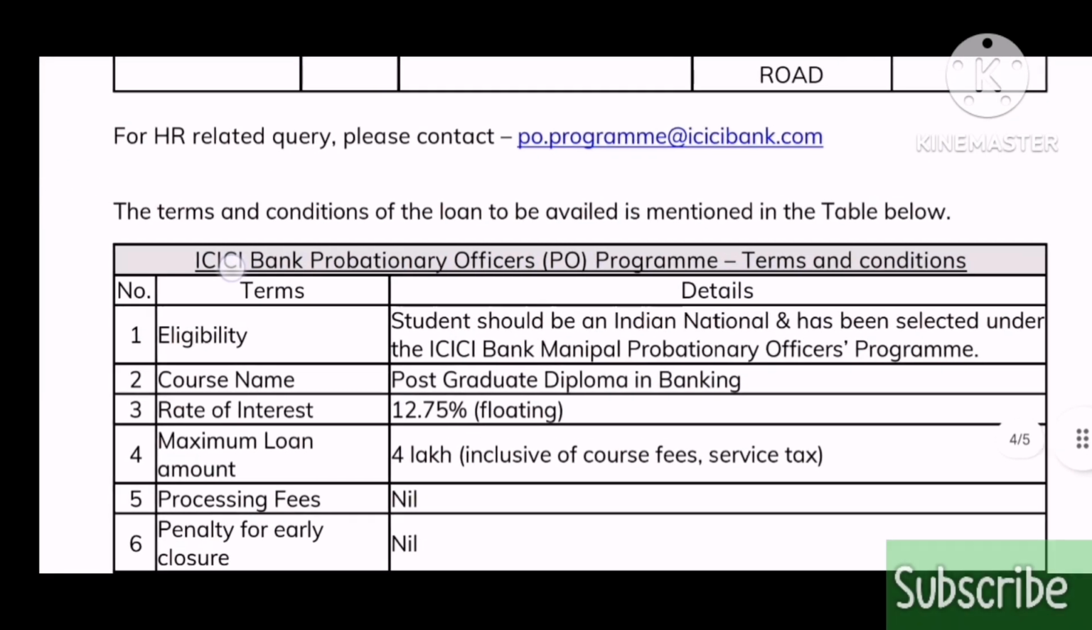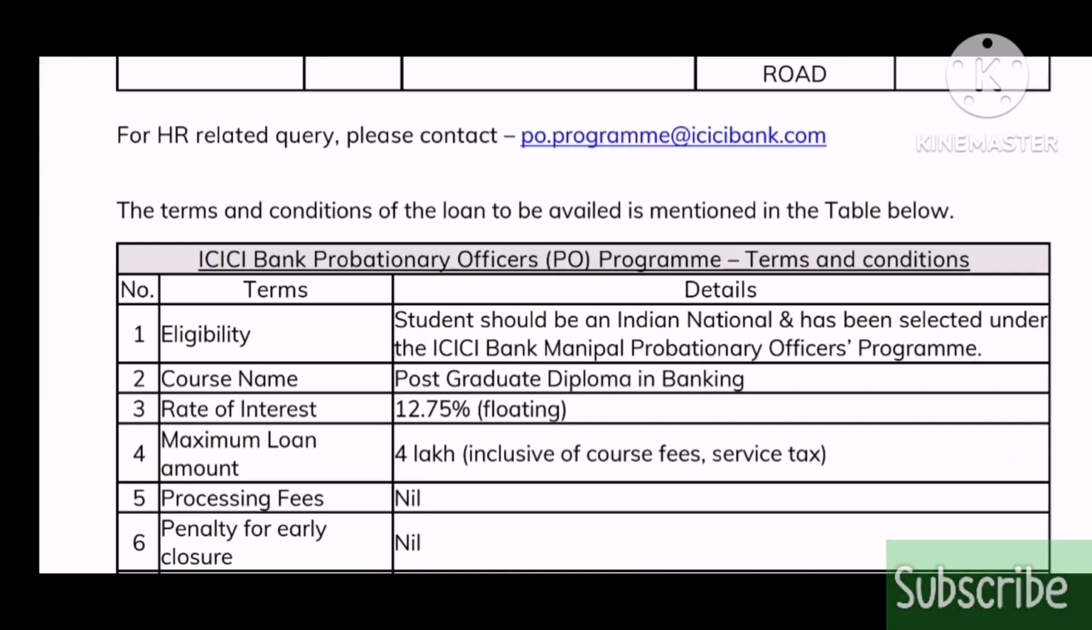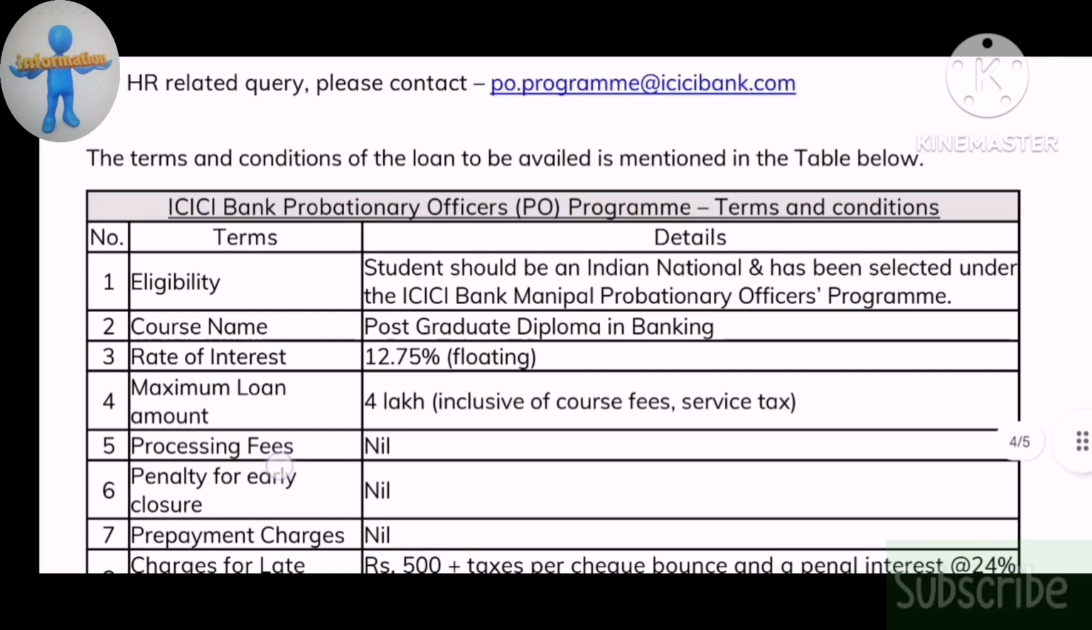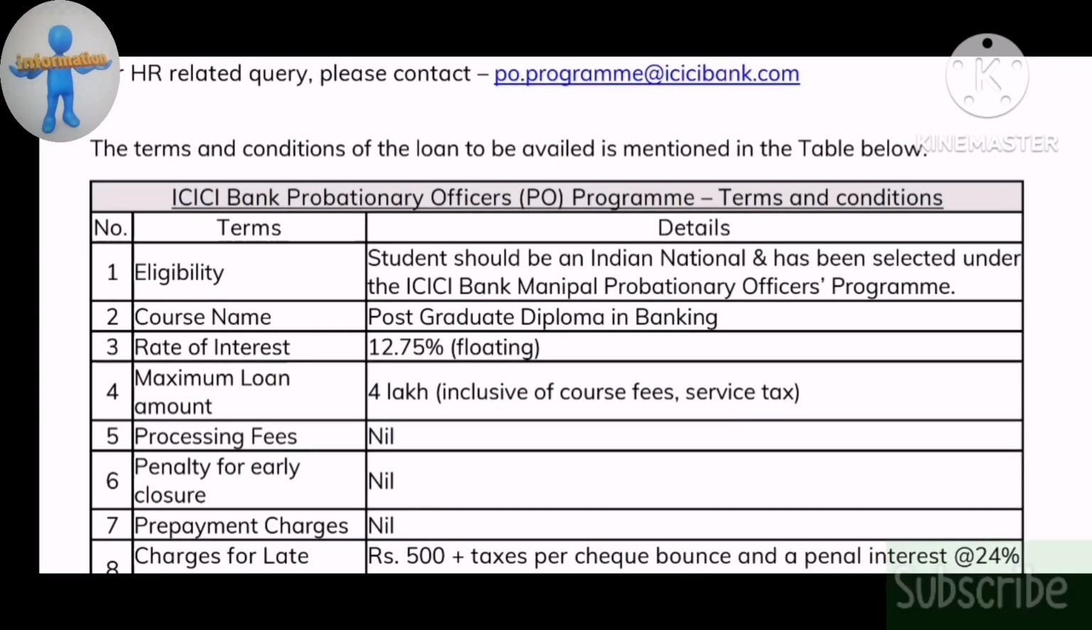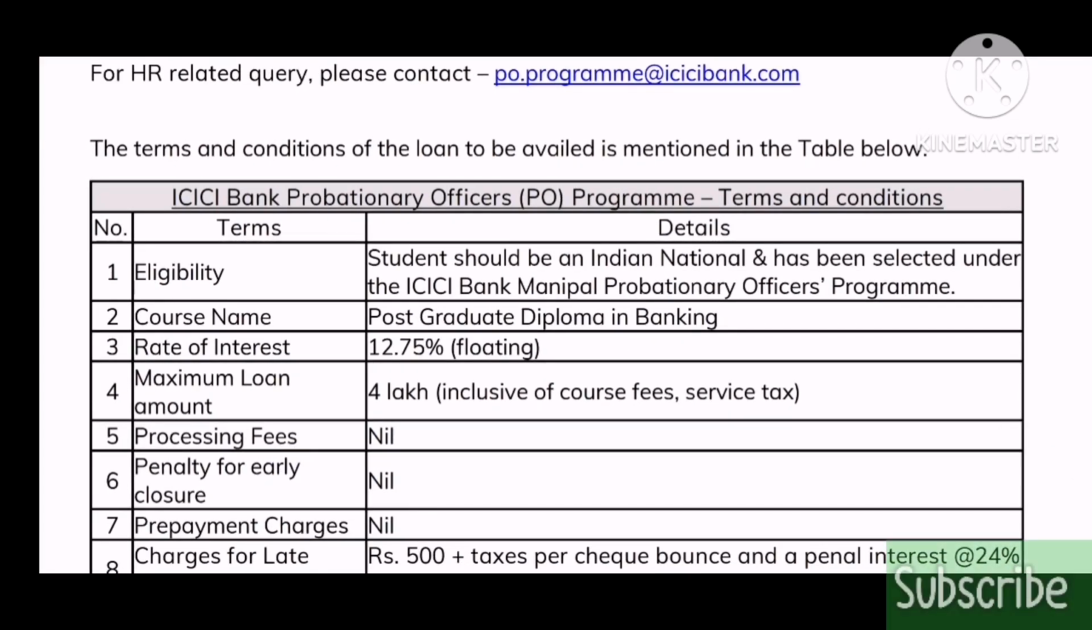For HR related queries, you can contact po.program@icicibank.com. If you have any problem, you can mail to po.program@icicibank.com. This email ID is also available in the mail itself.